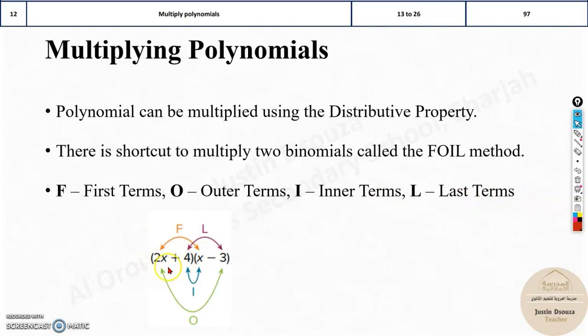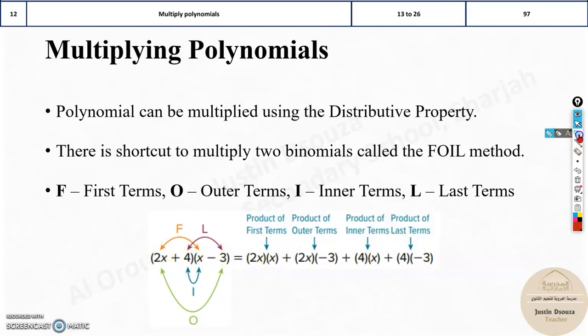Now imagine we have these two terms over here. First, you need to multiply the first two terms in these binomials. That is, this multiplied by this gives you 2x times x. Then the outer terms. After F, O comes, that is outer. This is the outermost and this is the outermost term. So O is the next one, that is 2x times -3. Then the inner ones are these two over here, very close to each other, the innermost ones, 4 times x. And the last terms are, this is the last of the first binomial.